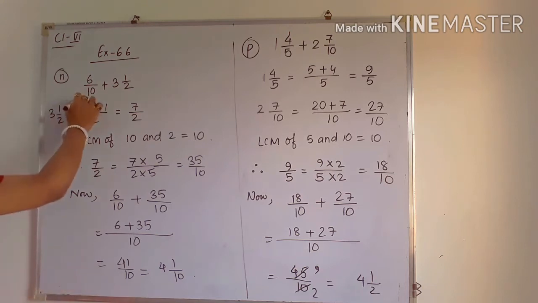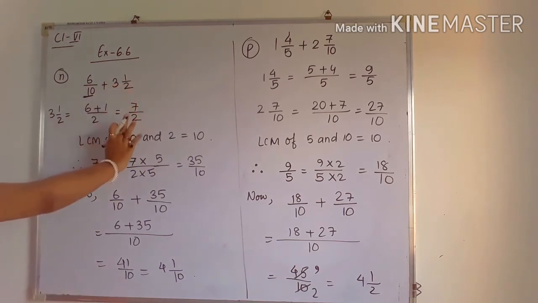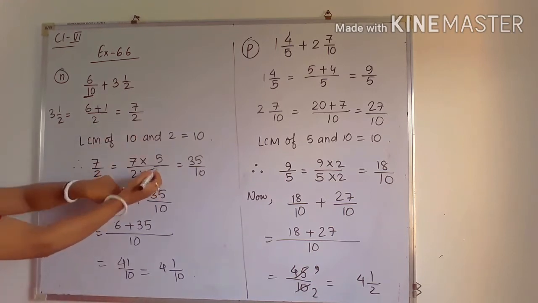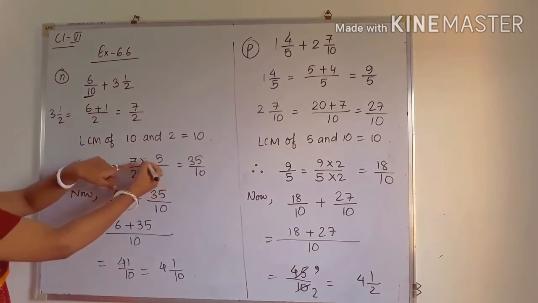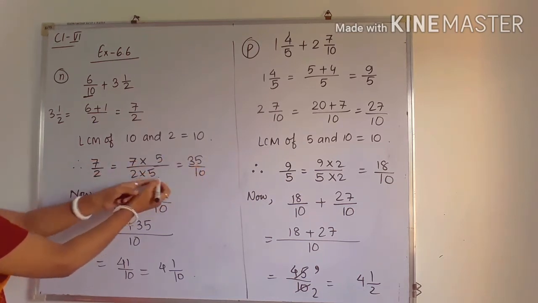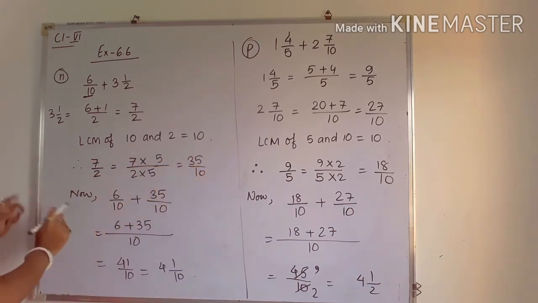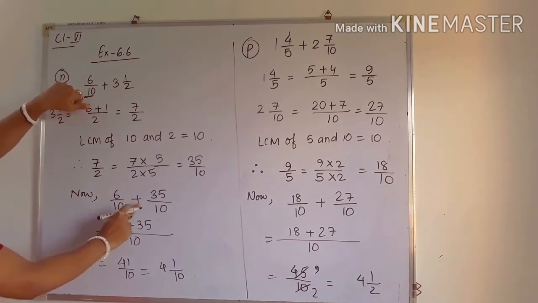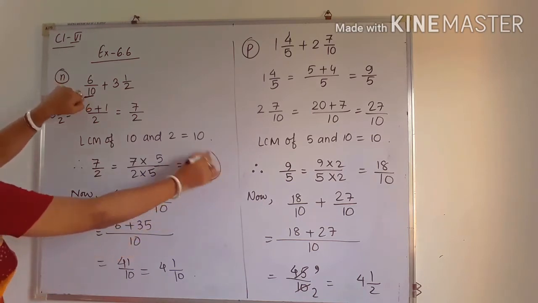So already this is 10. So now we have to convert this one. We have to multiply by 5 in the numerator and denominator. So by that way we got what? 7 5s are 35 and 2 5s are 10. So the first fraction is the same, 6 by 10, plus the second fraction is now 35 by 10.